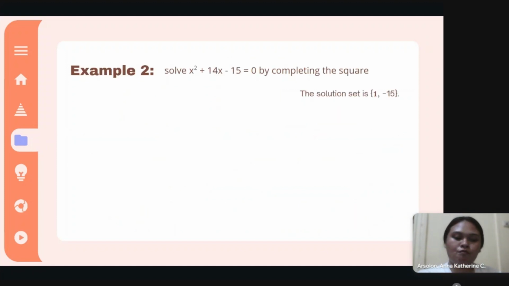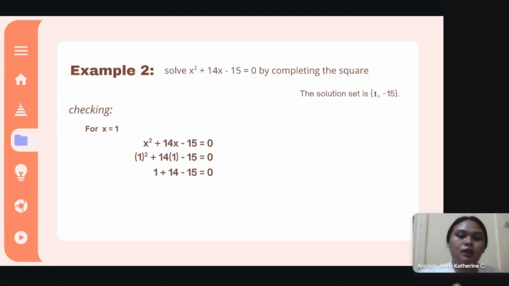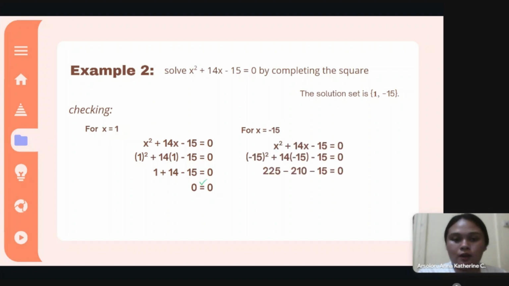Now let's do the checking. For x equals 1, we substitute, and then we get 0, so it is correct. And then for negative 15, we substitute, and we get 0, then it is correct. So 1 and negative 15 is correct.